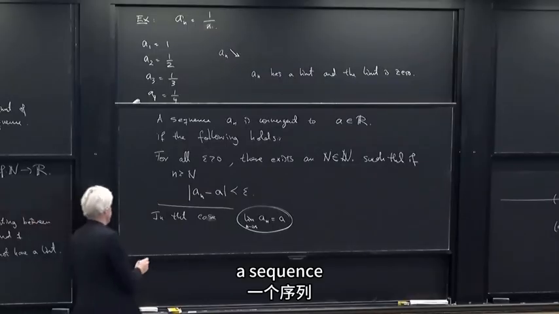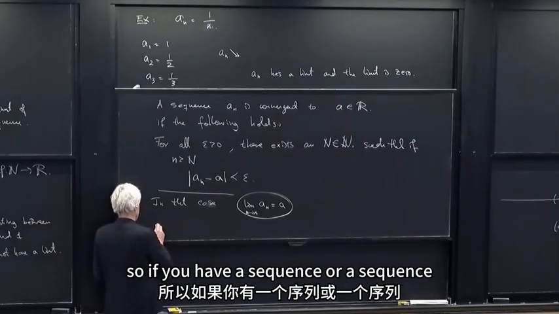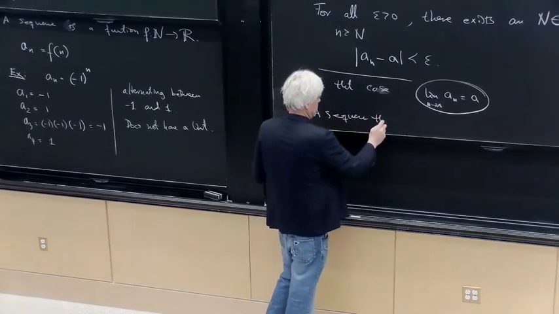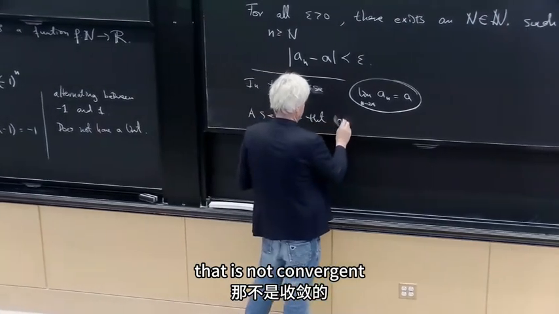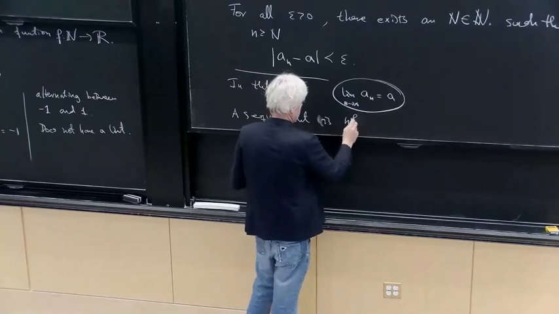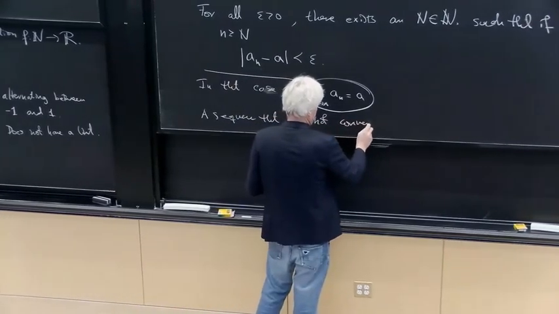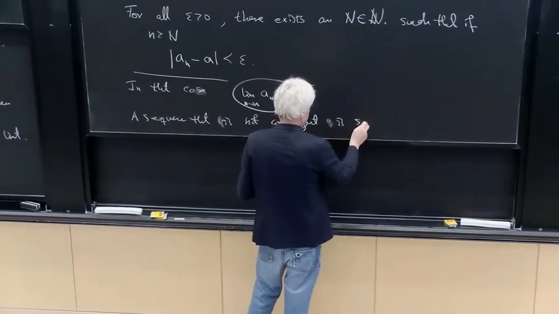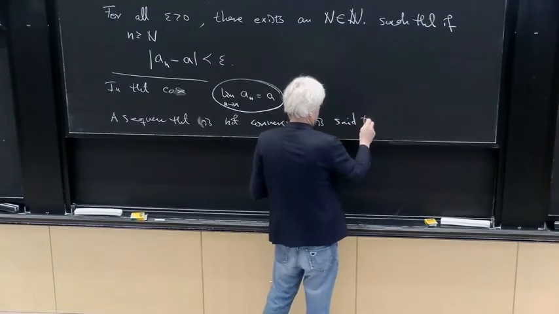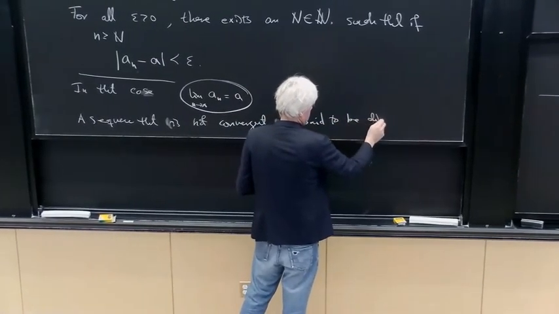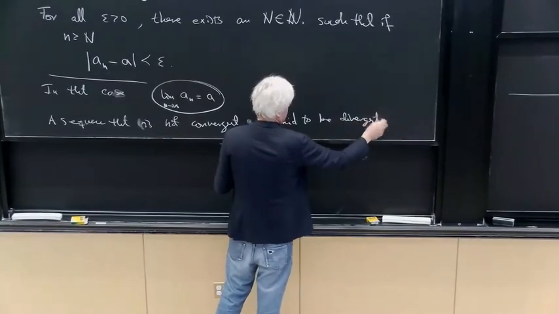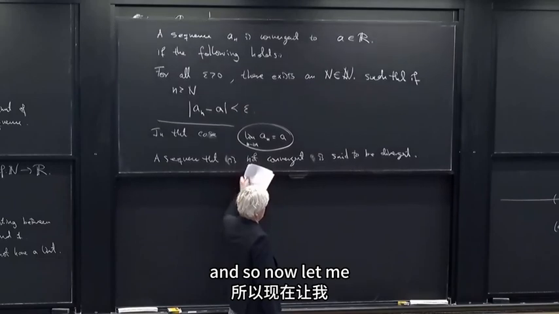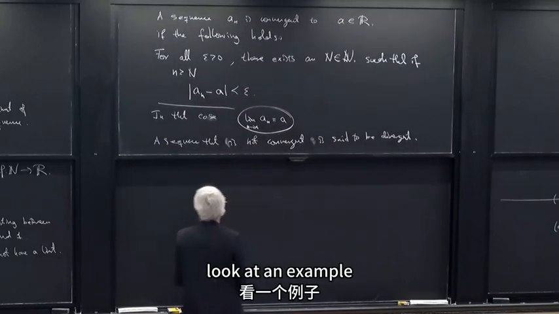A sequence that is not convergent is said to be divergent. Okay? And so now let me look at an example.